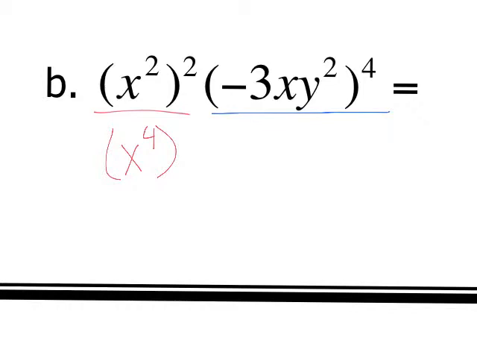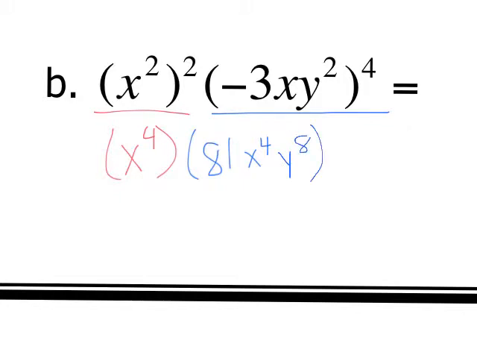Positive. Okay, then I need 3 to the 4th, so that's 3 times 3 is 9, times 3 is 27, times 3 is 81. Then I have a single x written out 4 times, so that's 4 x's, x to the 4th. And I have 2 y's written out 4 times, so 2 times 4 is 8, that's y to the 8th.